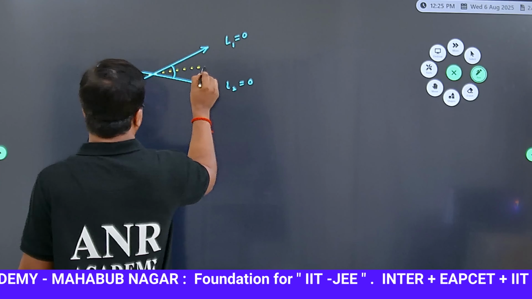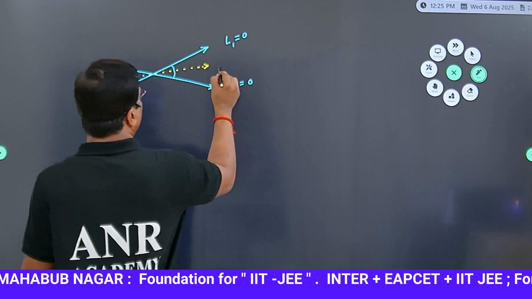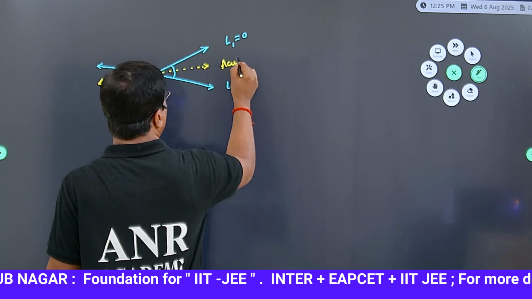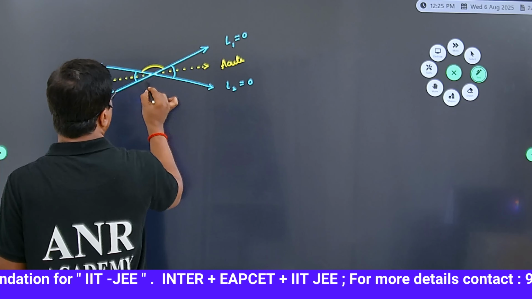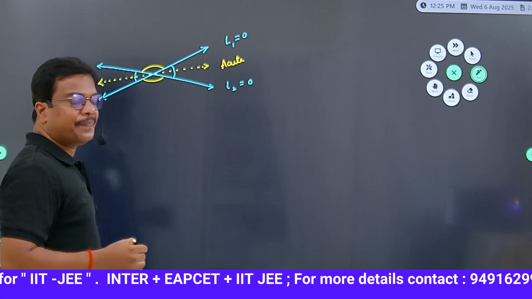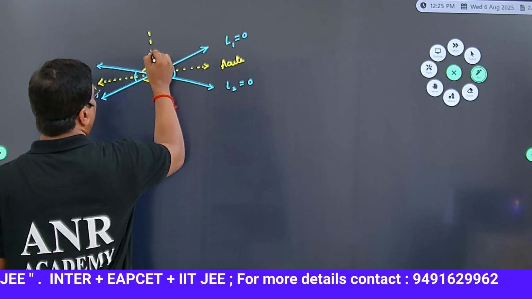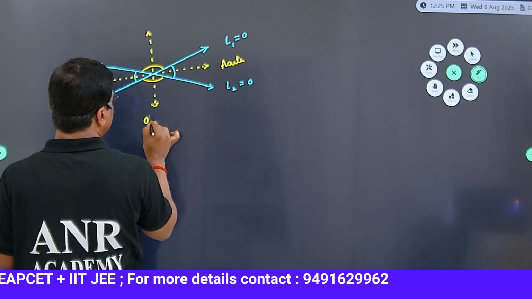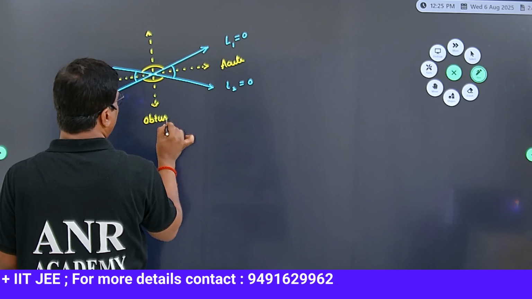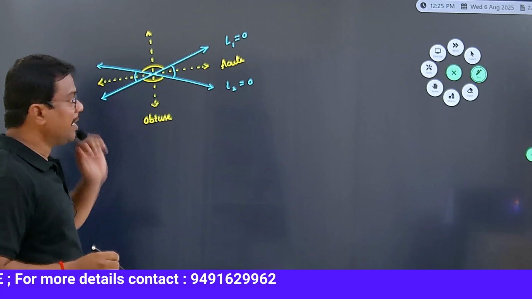This bisector is known as the acute angular bisector. Next, this is the obtuse angle between the lines, and this is the line. It is the obtuse angle bisector of the given two intersecting lines.